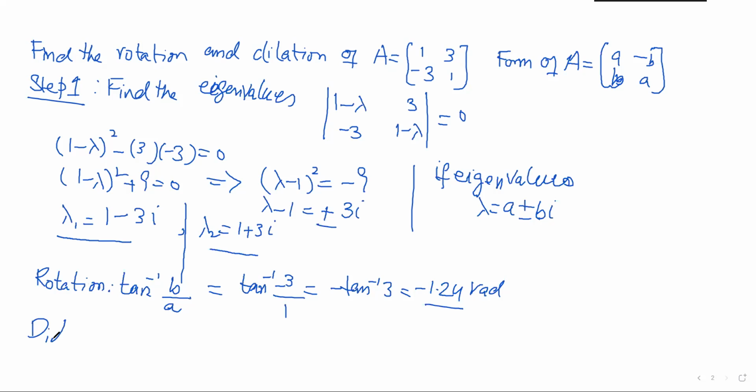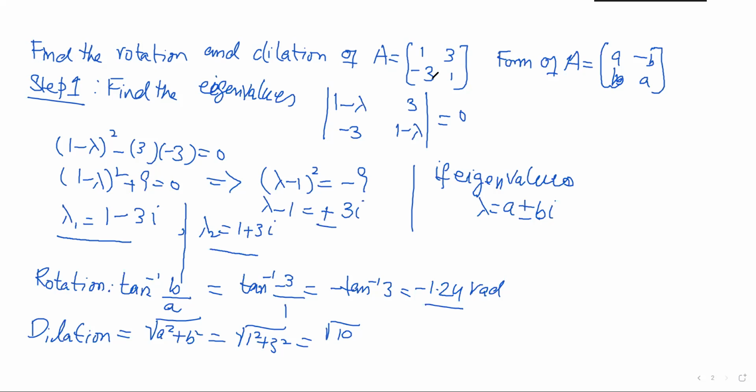And the dilation is actually the length of this vector, which is represented by this complex number. So it will be the square root of A squared plus B squared. So it will be 1 squared plus 3 squared. It will be the square root of 10. So is it clear? Yes. Yeah, so this is how you find the rotation and dilation of a matrix of a specific form.